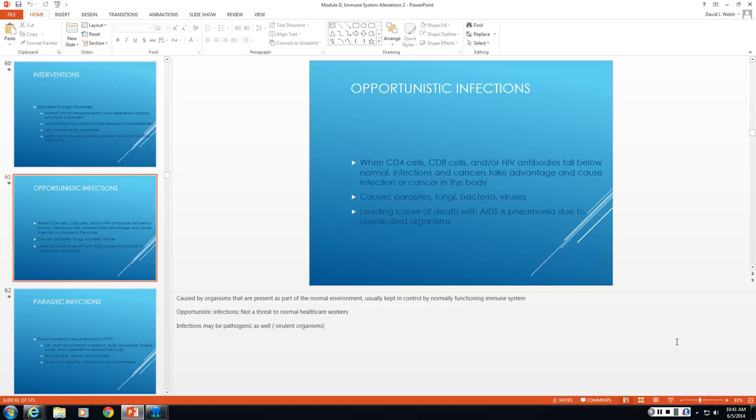So when the CD4 cells and the CD8 cells and the HIV antibodies fall below normal, infections and cancers can take advantage and cause infection or cancer in the body. That can be anything: bacterial, fungal, virus, parasites. Now, these aren't going to be threats to any healthcare worker. It's only going to be a threat to the person that's infected. Remember, this is the leading cause of death in AIDS patients, and it's usually caused by pneumonia from unspecified organisms. So you have to be very careful with these patients.